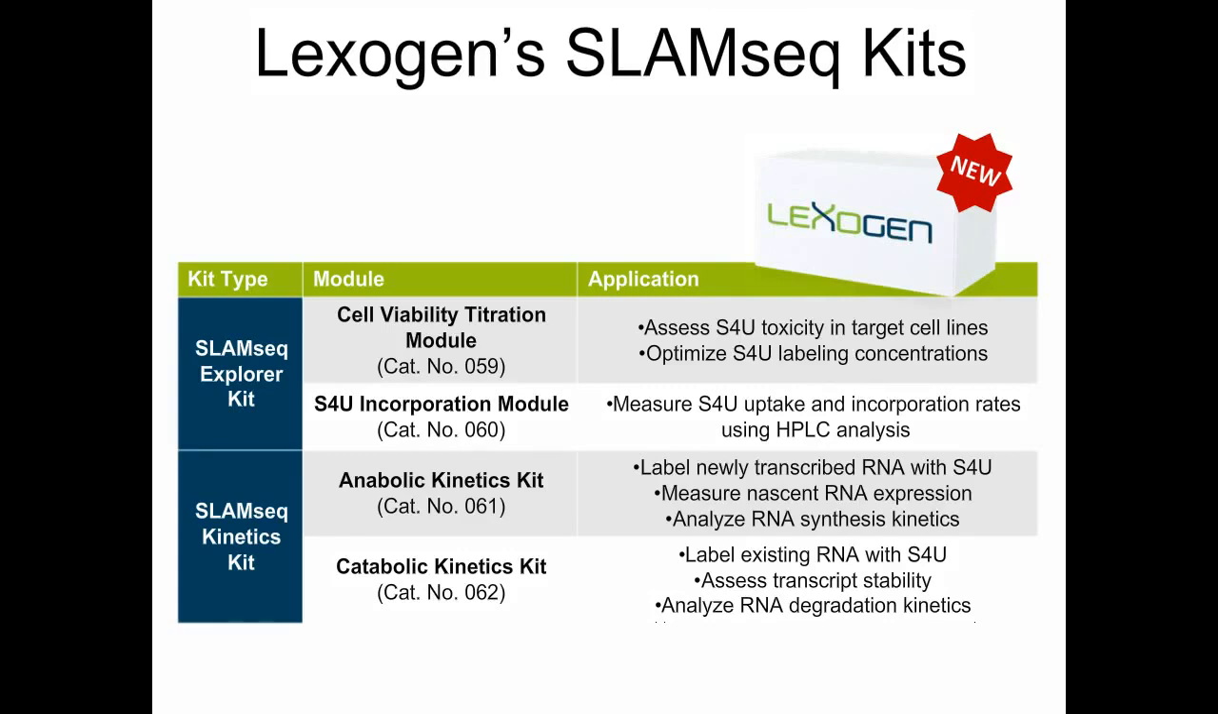And again, we highly recommend performing these control experiments because of reasons that I mentioned in the talk. And they also provide SLAM-seq kinetic kits that enable anabolic labeling experiments, which label newly transcribed RNA with 4-thiouridine and measure nascent RNA expression to analyze RNA synthesis kinetics, and catabolic kits on the other side that label existing RNAs in order to assess transcript stability for the analysis of RNA degradation kinetics.